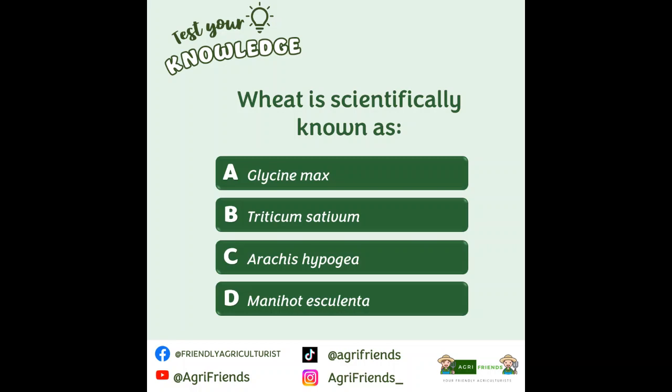Wheat is scientifically known as A. Glycine max, B. Triticum sativum, C. Arachis hypogea, or D. Manihot esculenta. The answer is B. Triticum sativum. Glycine max is soybean, Arachis hypogea is peanut, and Manihot esculenta is cassava.